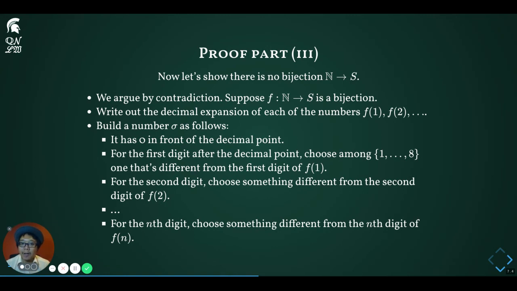For the first digit after the decimal point, we choose among the digits 1 through 8 one that is different from the first digit of f of 1. For the second digit, we choose among 1 through 8 a digit that is different from the second digit of f of 2. More generally, for the nth digit, we choose among 1 through 8 a digit that is different from the nth digit after the decimal point of f of n. This builds the decimal expansion of sigma.